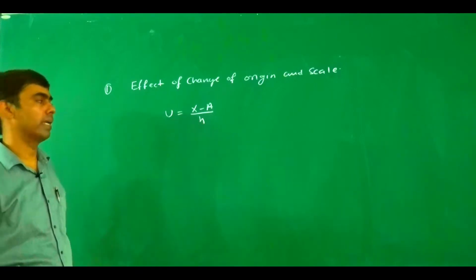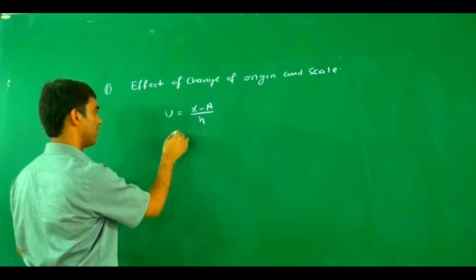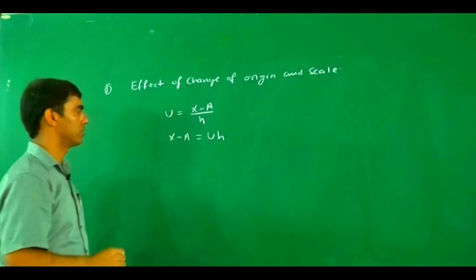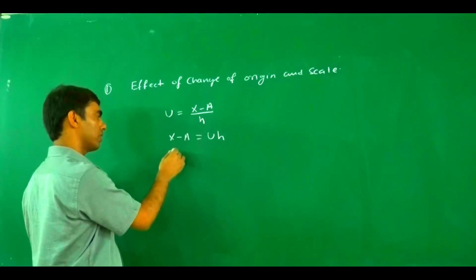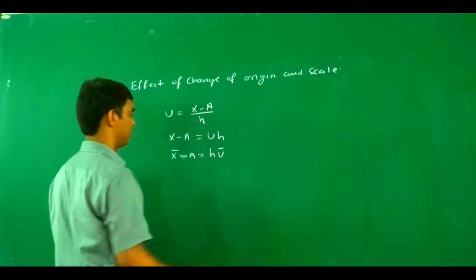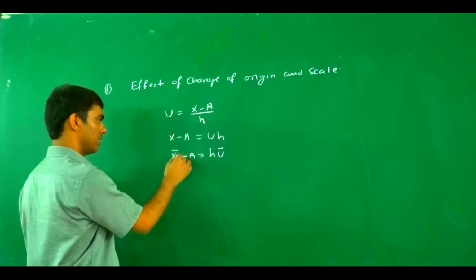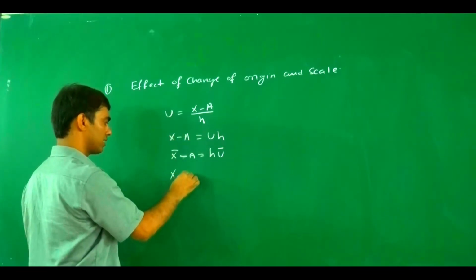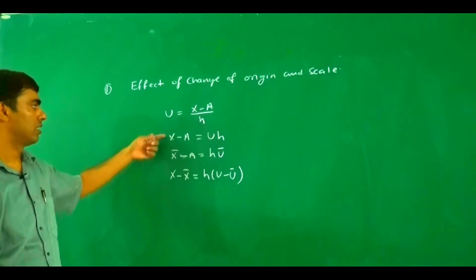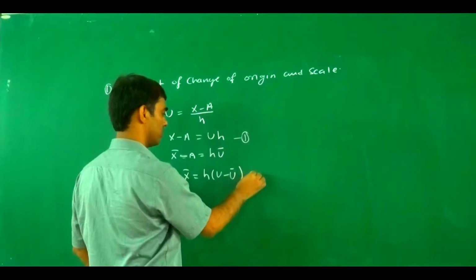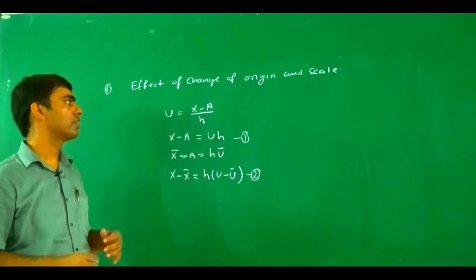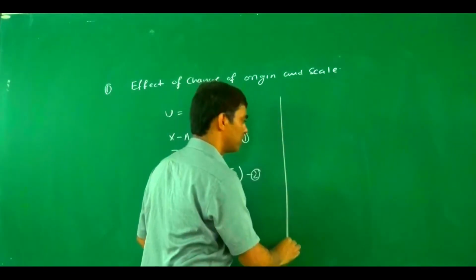And h is the change of scale. Now what is the effect of this? If we write x minus a equal to u h, and take the summation, then x bar minus a equals h u bar. Subtracting these two, x minus x bar equals h times u minus u bar. We use these two results, the first and the second, and put these values in to check the effect of change of origin and change of scale in moments about any point and moments about the mean.